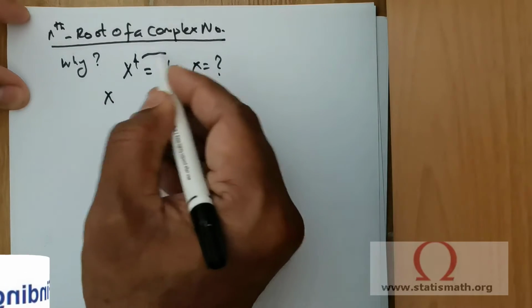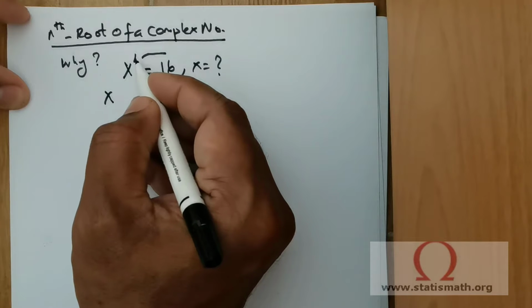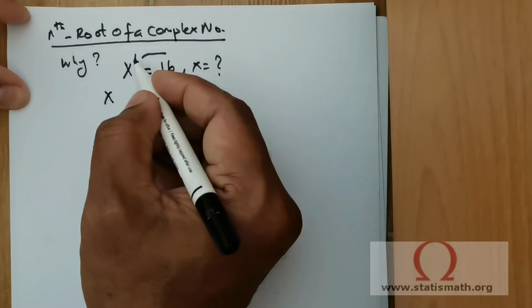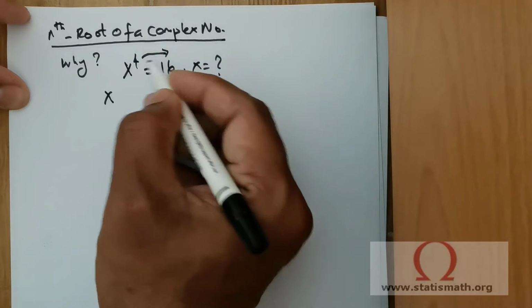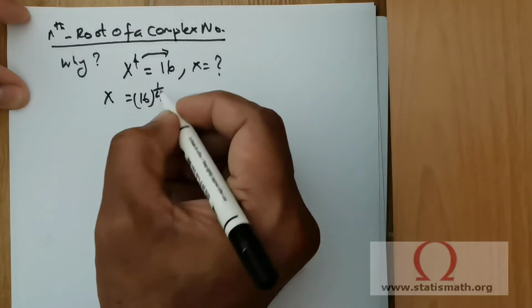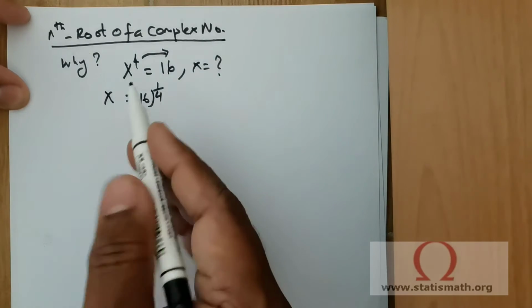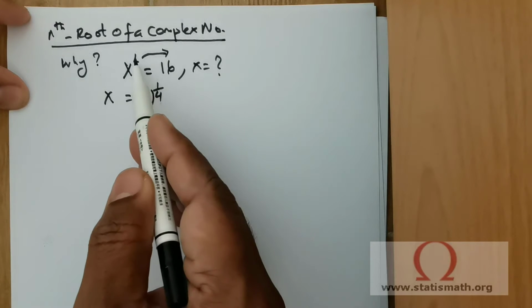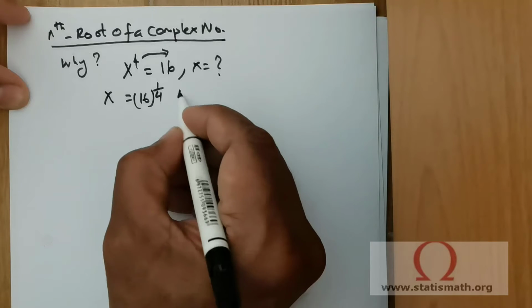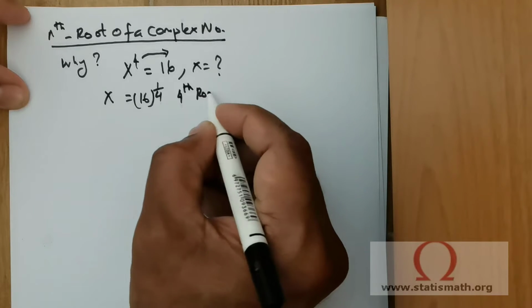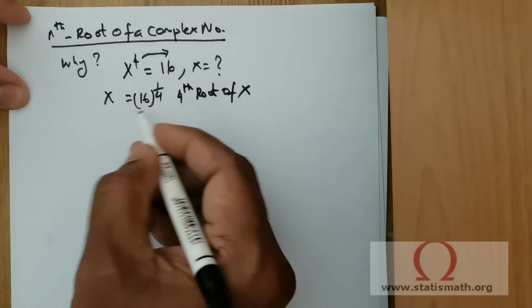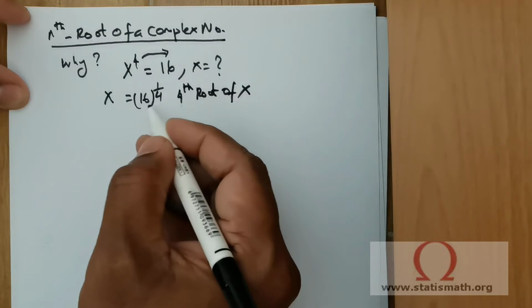So what would you do? You would move this power, which is 4, the exponent of x, to the right, and this power would become 1 over 4. So it would become the reciprocal of 4. What do we call this? We call this the fourth root of x.